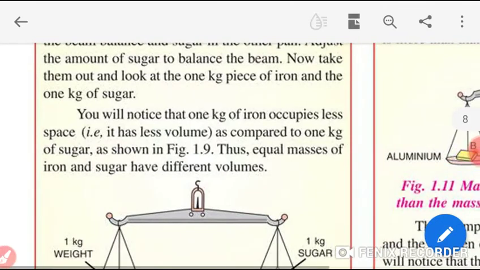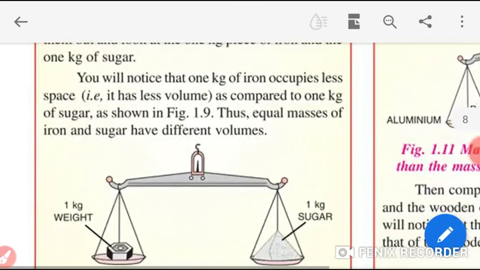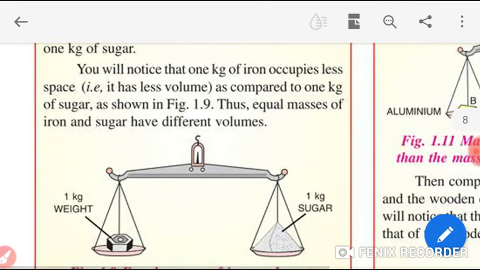Now take them out and look at the 1 kg piece of iron and the 1 kg of sugar. What you will notice is that 1 kg of iron occupies less space. That means it has less volume as compared to 1 kg of sugar. That means equal masses of iron and sugar have different volumes. Sugar and iron we have taken of equal masses, but sugar took more space while 1 kg of iron took less space.